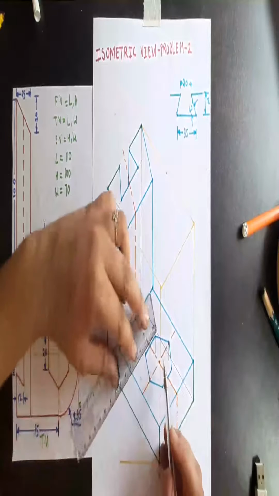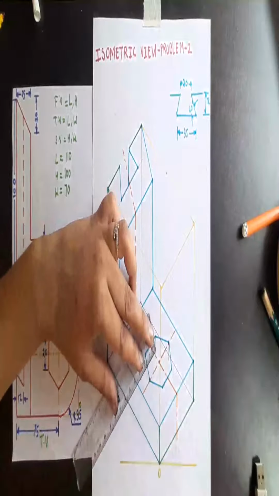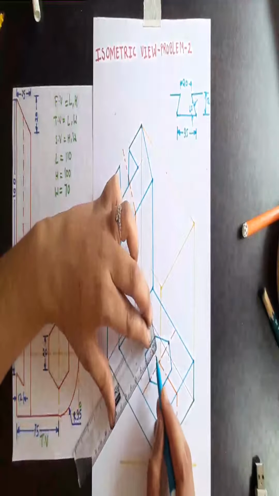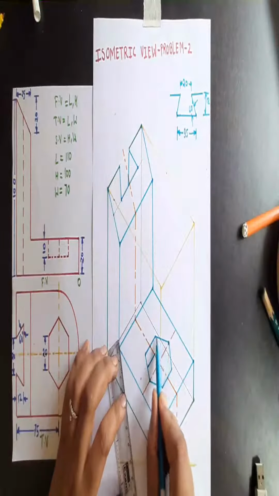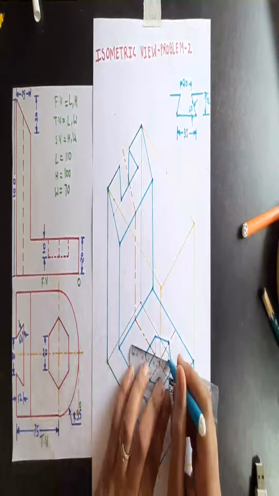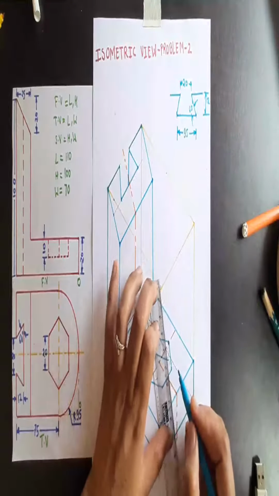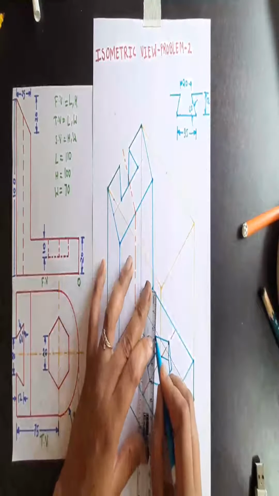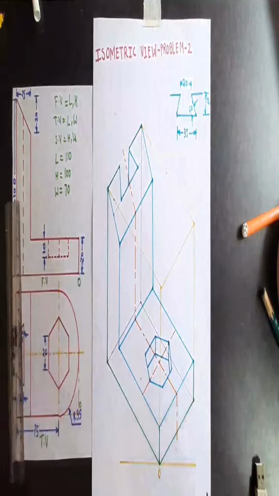Now from this height, draw a line parallel to this one passing through this point. So draw a line parallel to this passing through this one. Similarly, draw a line parallel to this one passing through these two heights. Also draw a line parallel to this, like this, and also darken the heights. So in this manner that hexagonal slot will be visible.